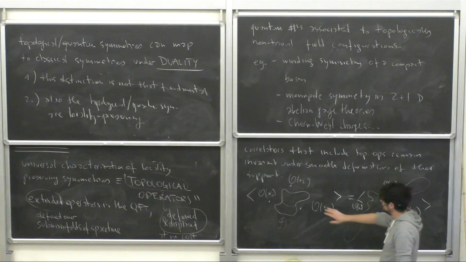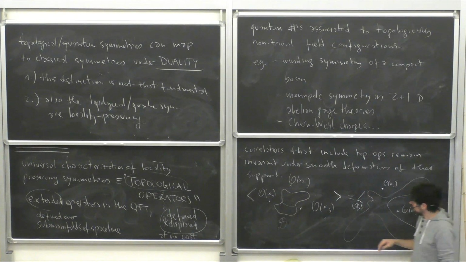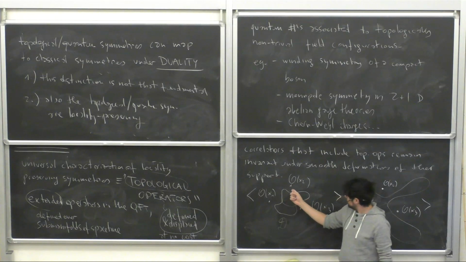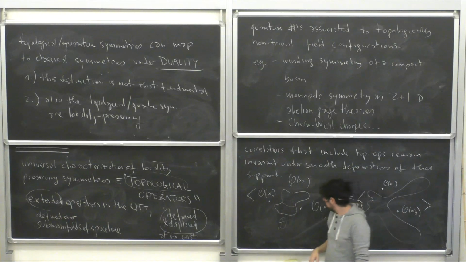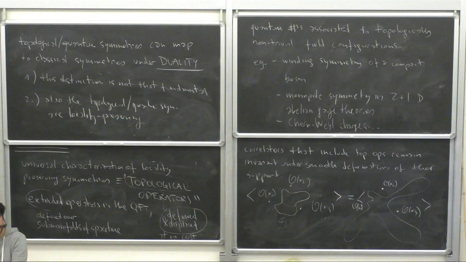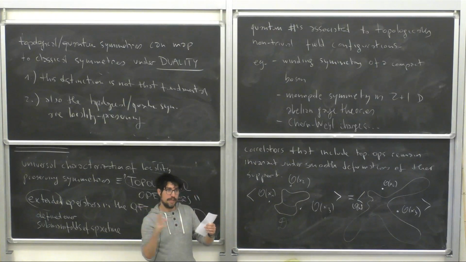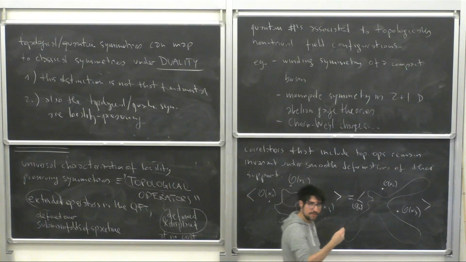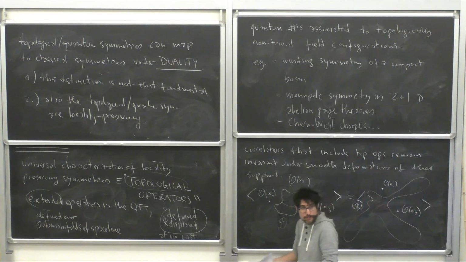As long as it doesn't touch the other ones, it just has no effect whatsoever. But the interesting things start happening when this operator starts intersecting with the other one. If it can cross or link with other operator insertions, then when you deform it, the deformation is no longer smooth. It can pinch, and whenever that happens, there is some interesting action going on. And it is this action that generalizes the action of symmetries on the quantum fields that we were after.